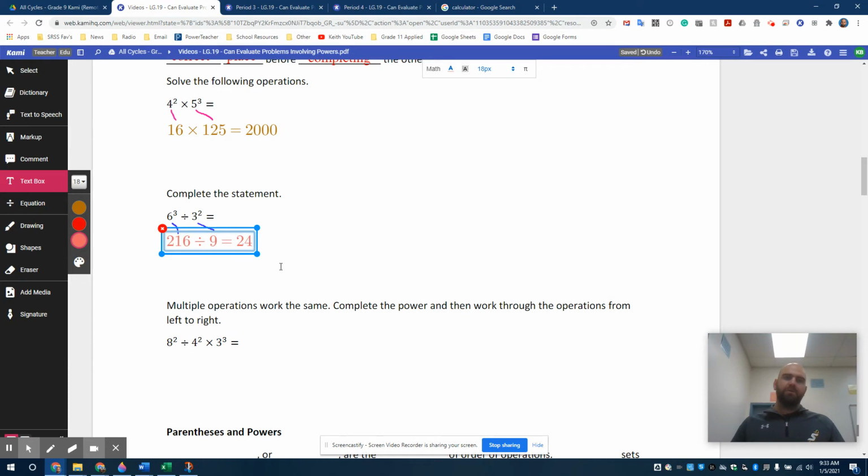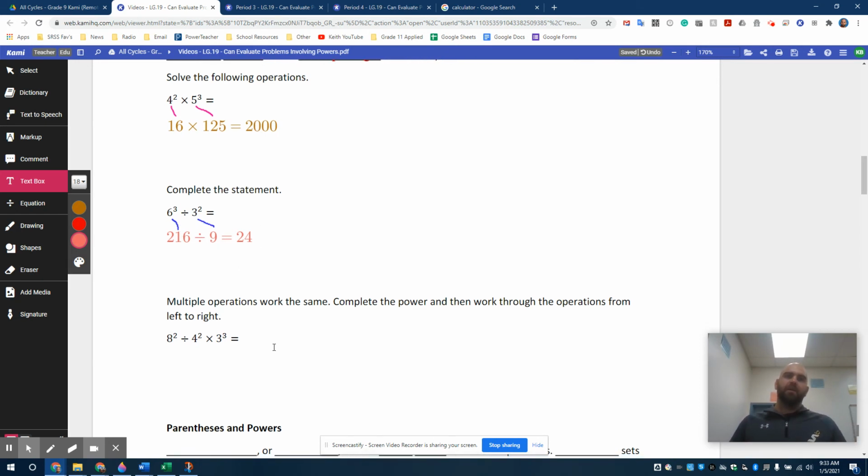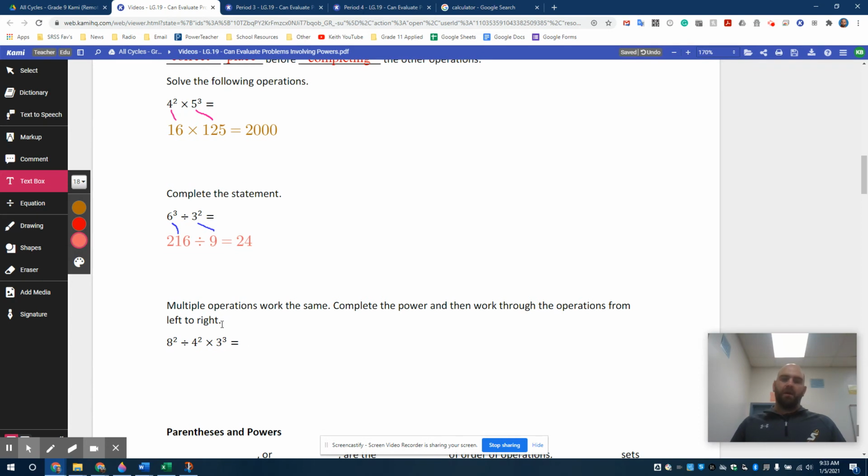Remember that when we are doing these questions, we need to make sure that we are showing every step. Not necessarily showing all the little diagrams that you might have used to solve it, but showing your answer to every single step, showing your answer to each power, showing your answer to the division statement. Very important that we do that in every single question. Now, if we have multiple operations, they work exactly the same as a single operation. We solve for our powers first, and then we move along and solve each step in order, based on order of operations.